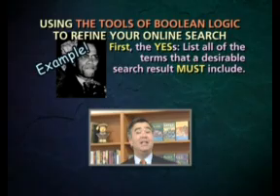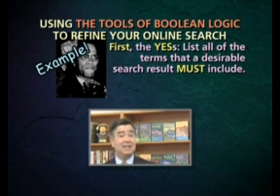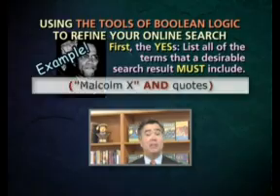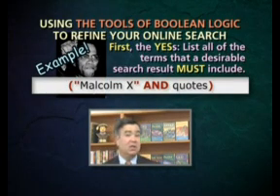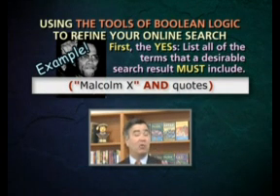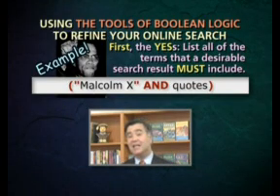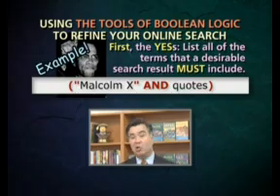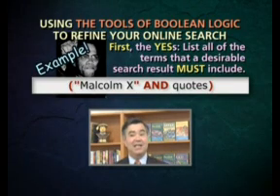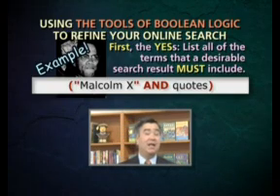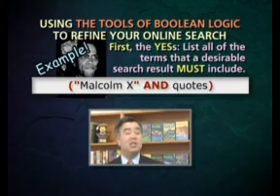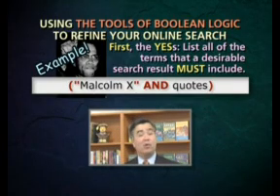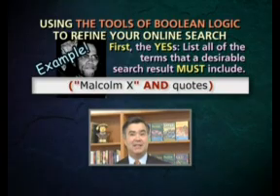We'll call these the yeses, and I think we have two yeses that ought to apply to this particular search: Malcolm X and quotes. So Malcolm X with quotation marks around it to indicate that we're looking for that exact phrase or name, and the word quotes, because we're looking for quotes or quotations by Malcolm X. These are our yeses. So in our search engine's query box, we will link the yeses together with and operators, because remember, an and operator indicates that both of the terms that are being connected need to be included in the search results, and we'll place parentheses around the entire set of yeses.